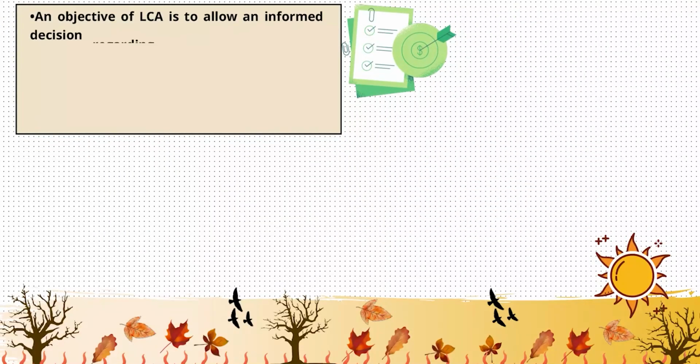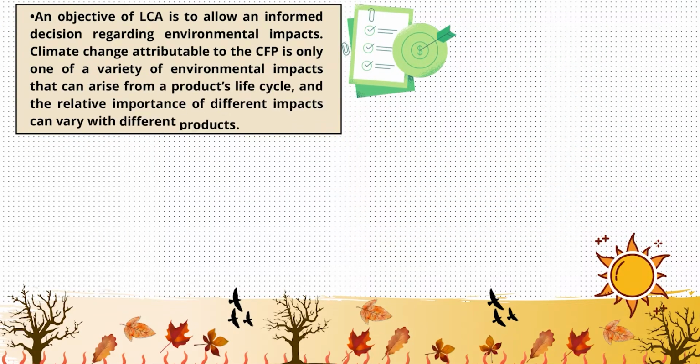An objective of LCA is to allow an informed decision regarding environmental impacts. Climate change attributable to the CFP is only one of a variety of environmental impacts that can arise from a product's life cycle, and the relative importance of different impacts can vary with different products.